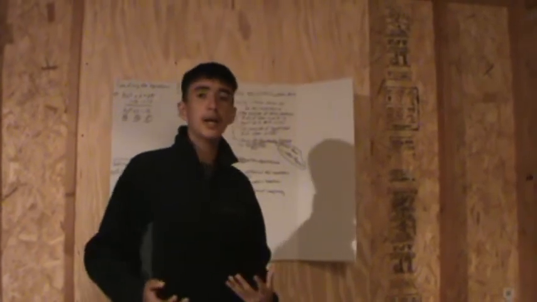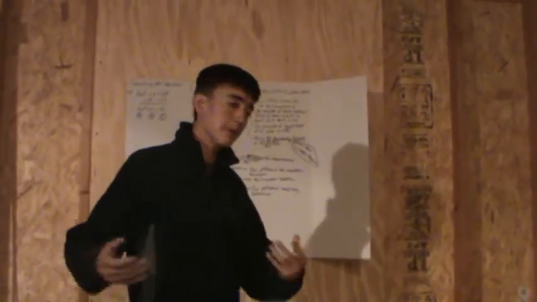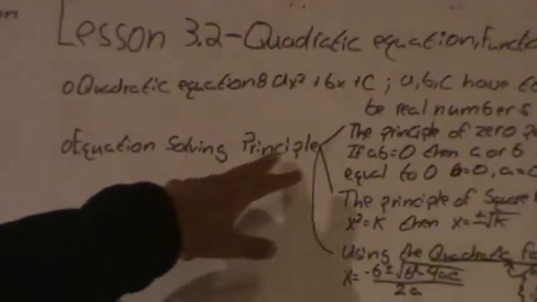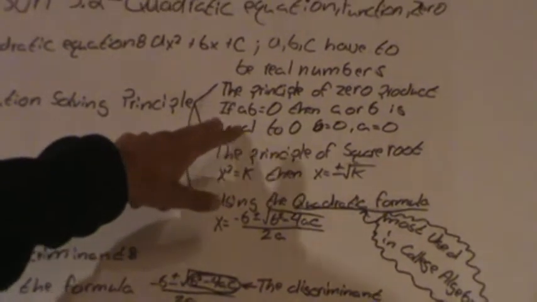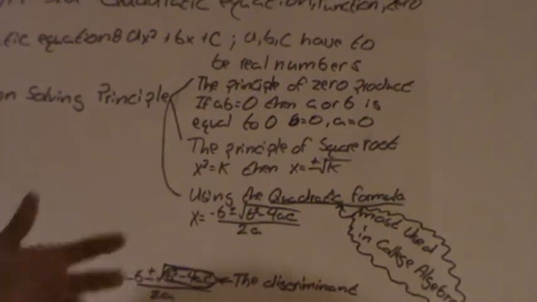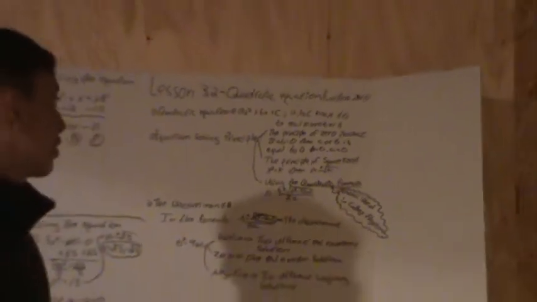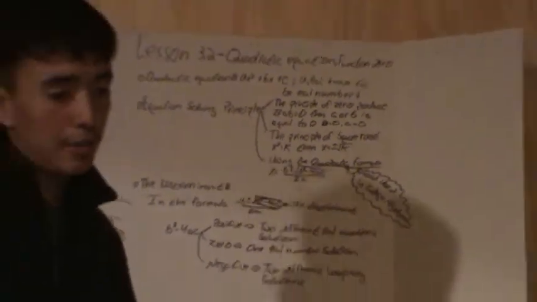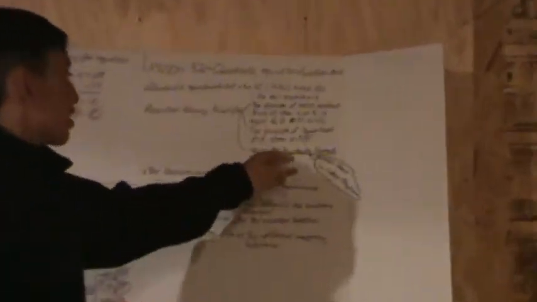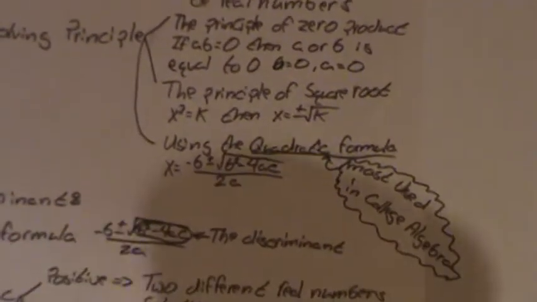Now I'm going to show you the different ways to solve for it. Here we have equation solving principles. The first one is the principle of zero products: if ab equals 0, then a equals 0 or b equals 0. The principle of square root is if x squared equals a number, then x equals plus or minus the square root of that number.